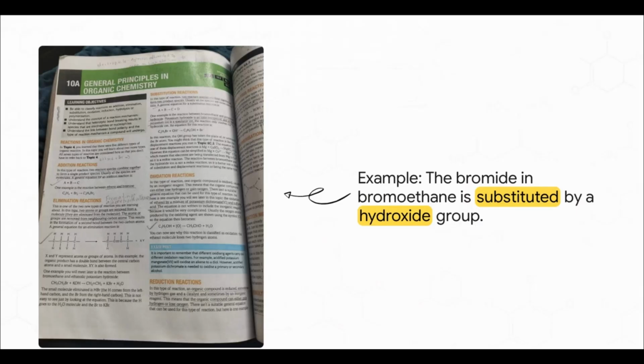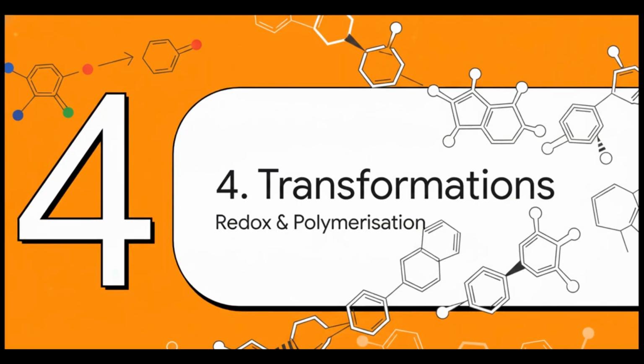And here is a fantastic example that brings our star players, the nucleophiles, back into the spotlight. So we have bromoethane, and in comes a hydroxide ion. Remember, that hydroxide is loaded with extra electrons, making it a perfect nucleophile. It sees the carbon atom, attacks it, and kicks the bromide right out, taking its place. That's it. The bromide is substituted by the hydroxide. This is one of the most important reactions in all of organic chemistry.